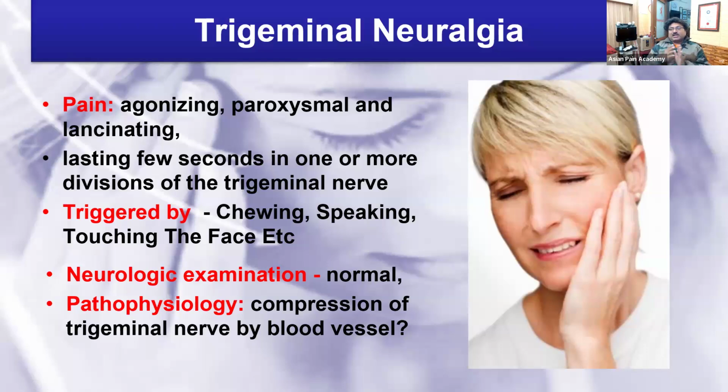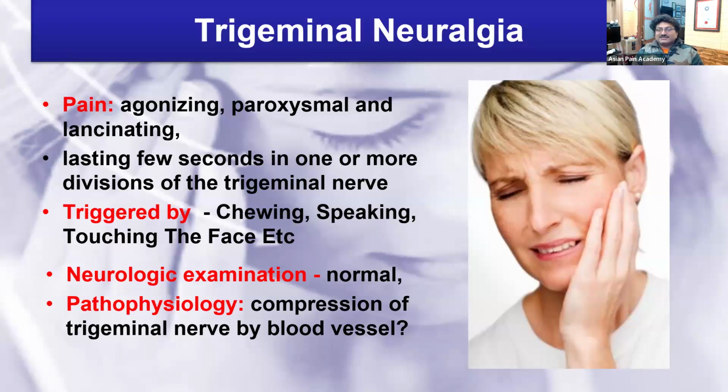So what is trigeminal neuralgia? Trigeminal neuralgia is a facial pain which involves one or more divisions of the trigeminal nerve. So where lies our trigeminal nerve? Our trigeminal nerve starts from the pons and then it continues, and at the level of the Meckel's cave it forms the trigeminal ganglion.